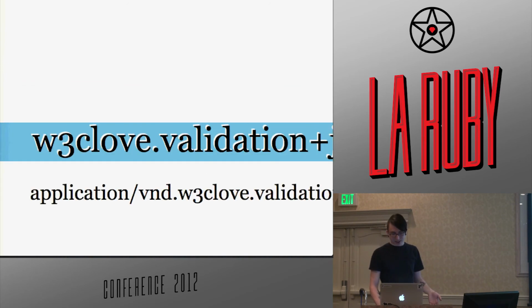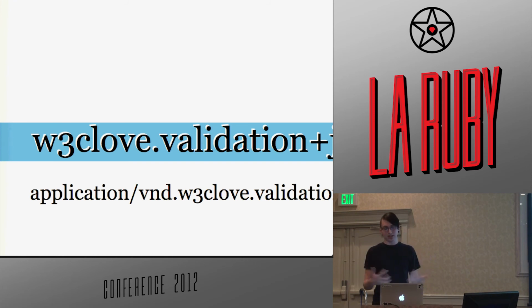So in this particular example, we're going to build this type called w3clove.validation+json. The +json means we're building on top of JSON. The validation is the name for our type. We're going to namespace that. So the real fully qualified media type is application/vnd, which is vendor, .w3clove, prefixing it with our own website, .validation+json. So that's the type our API is going to use to communicate.